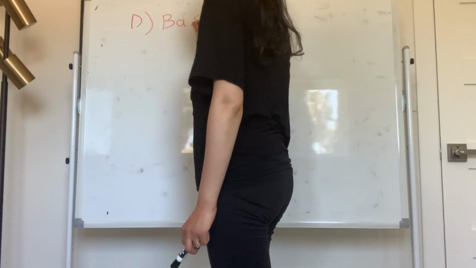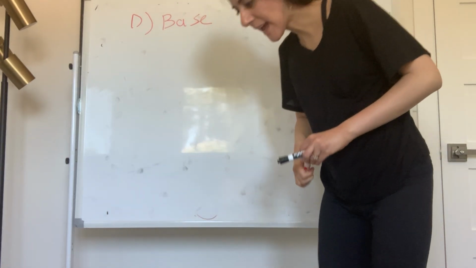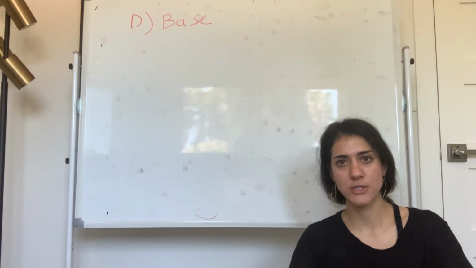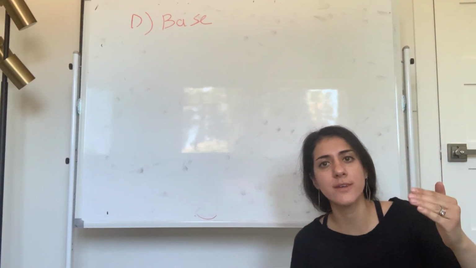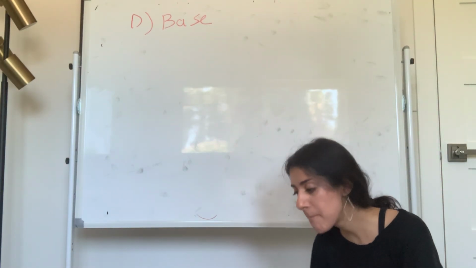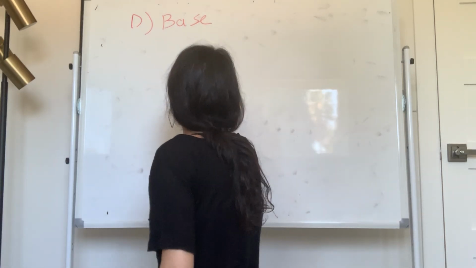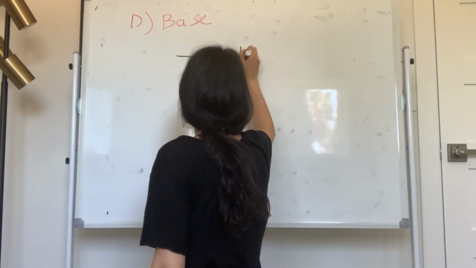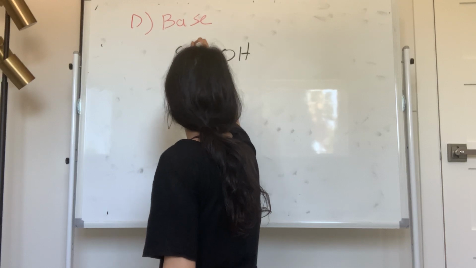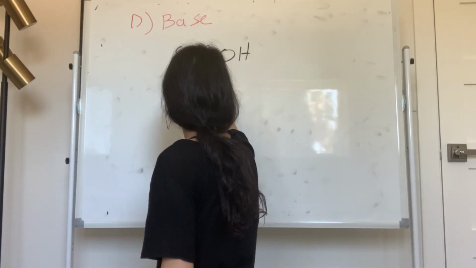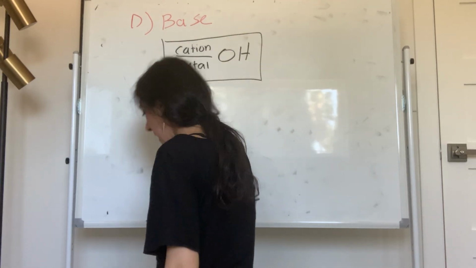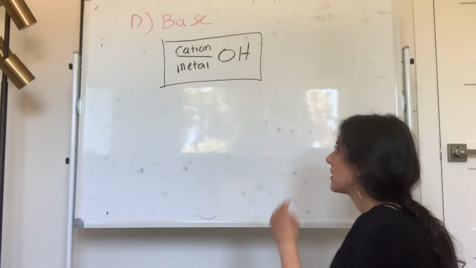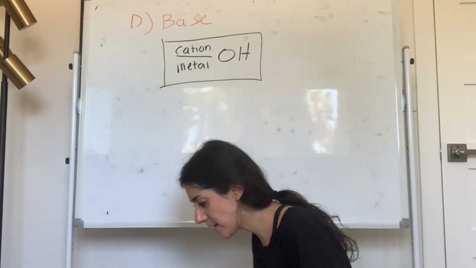The last one is base. So we said acid starts with H, and base is the easiest one to do, okay? Acids start with H. Bases end with OH. So it's a cation. So you have a metal, because metals lose an electron and become cations. So you have a metal and then you have an OH.